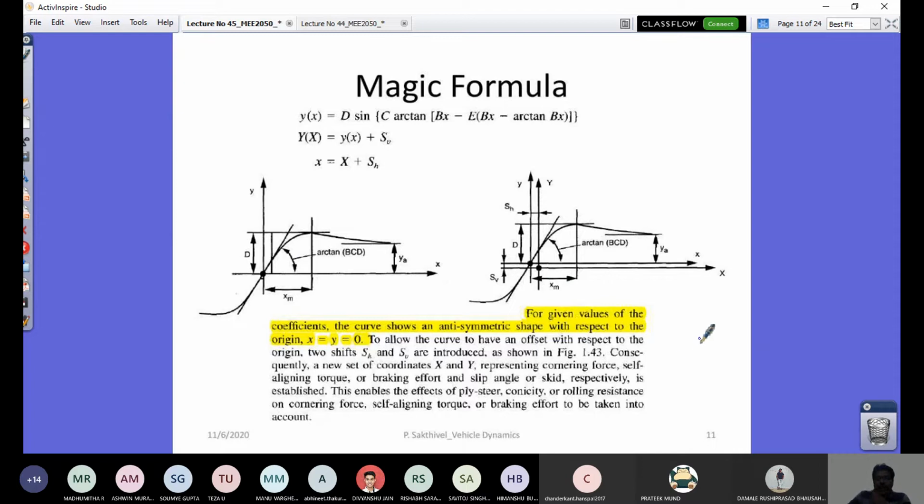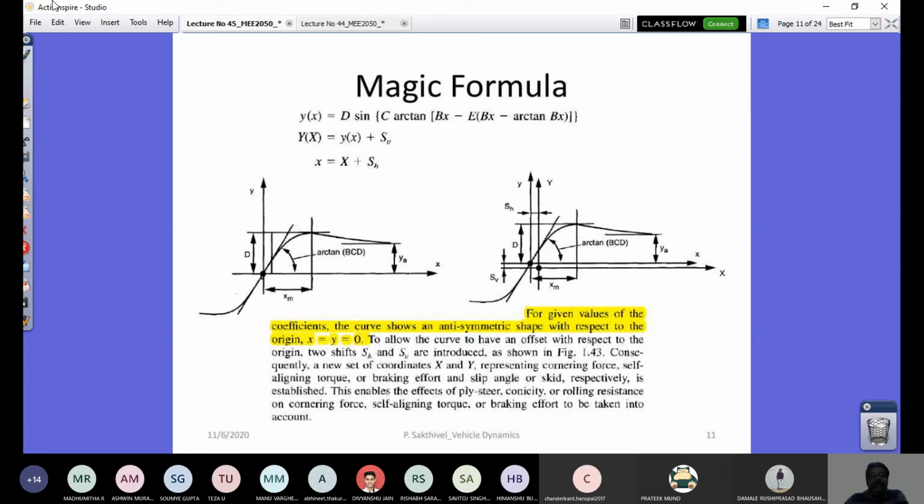So what are these values here? You have to see what is given here. I'll just read this out: for a given value of coefficient, the curve shows an antisymmetric shape. That's what I was explaining to you with respect to the origin, x equal to y equal to 0. It's not a symmetry; it's an antisymmetric nature. That's why you are given the shift. That's what is explained here.